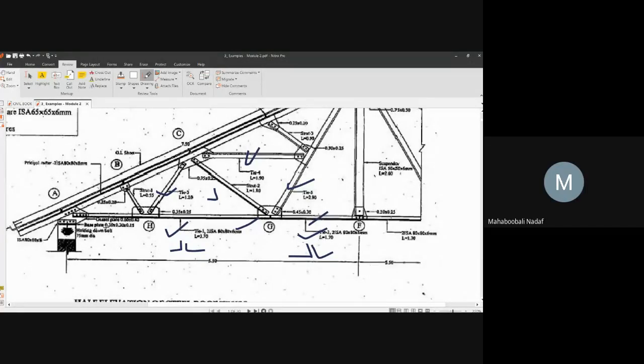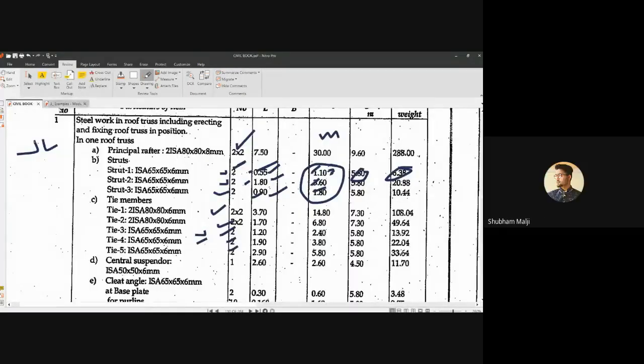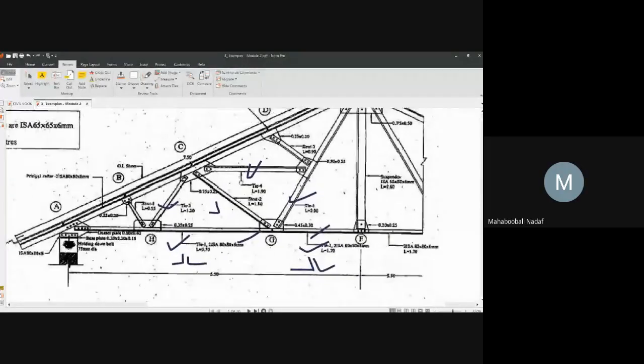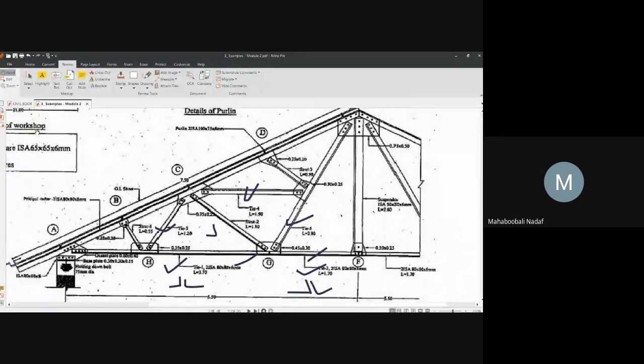I am expecting everyone to give the response. Yes, sir. Okay. This is very difficult to explain using this computer and all.